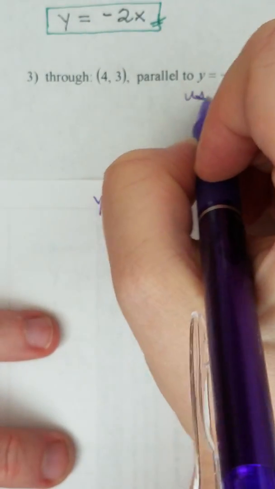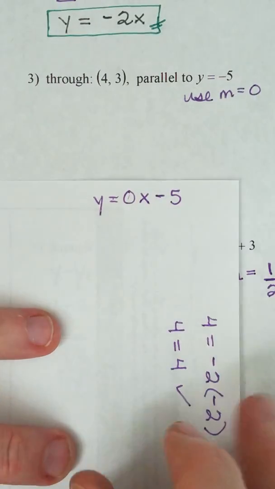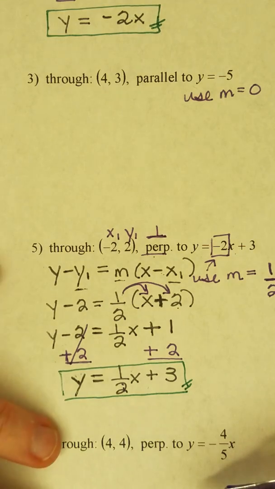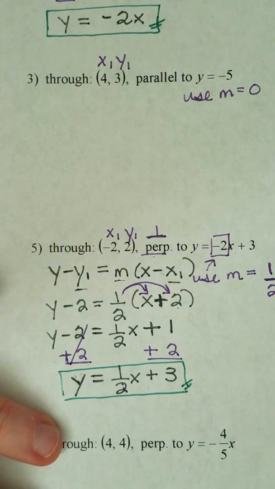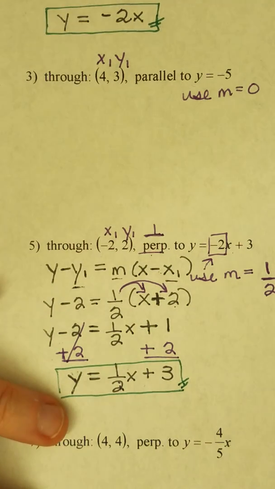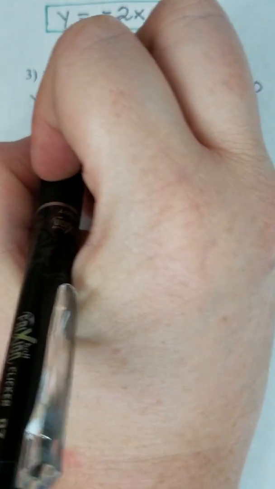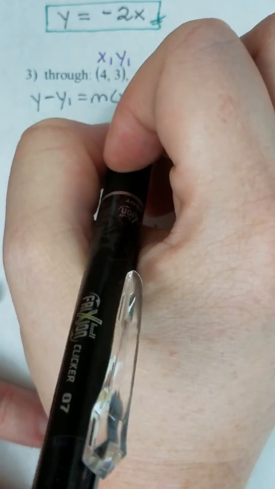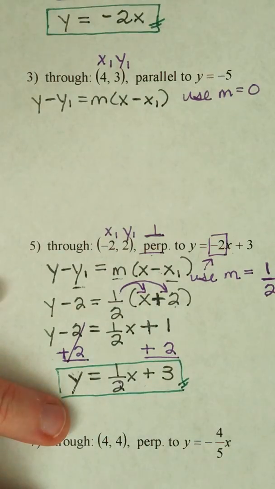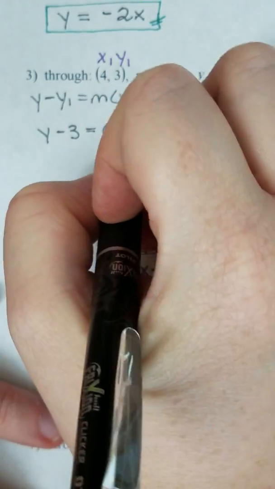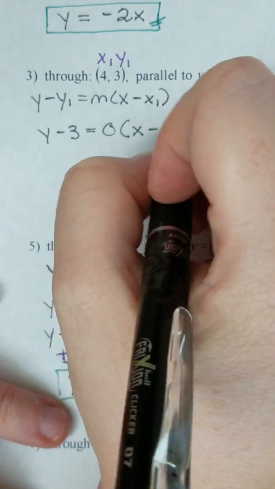So we're going to use m equals 0 there, because that is the equation of a perfectly horizontal line, which means we have a 0 slope. Now here I have my x-coordinate and my y-coordinate, and I'm going to do what I've done in every other problem, which is plug this into point slope form. So here's my formula, and I'm going to plug this in. So this is going to be y minus 3 equals 0 times the quantity x minus 4.